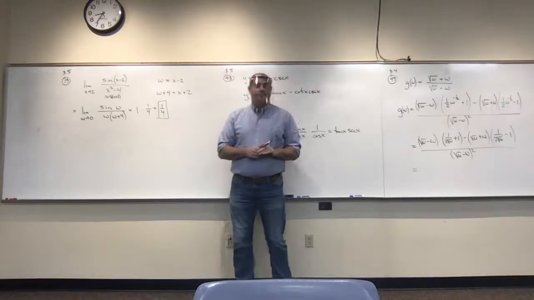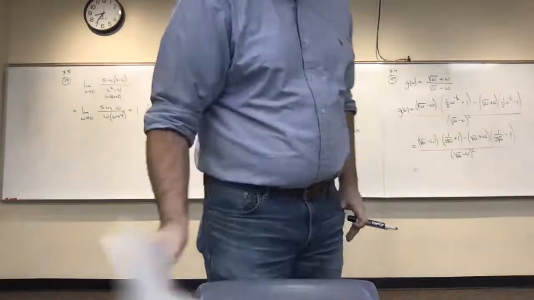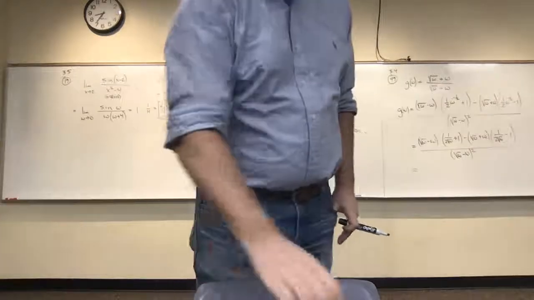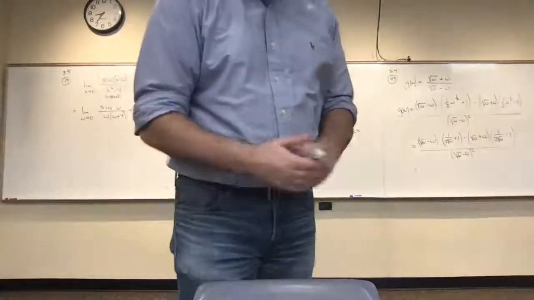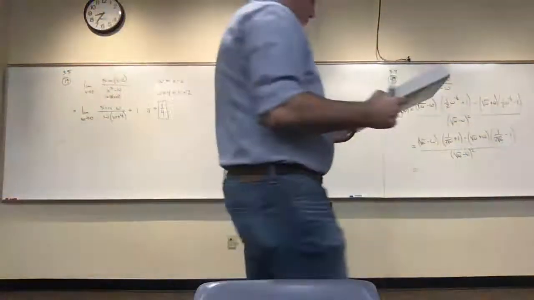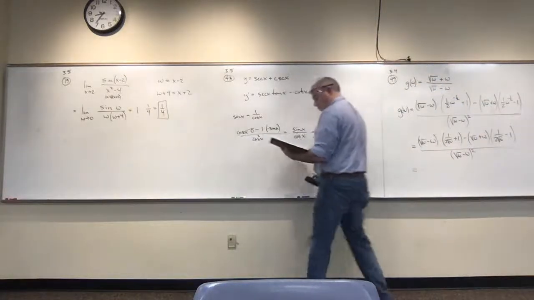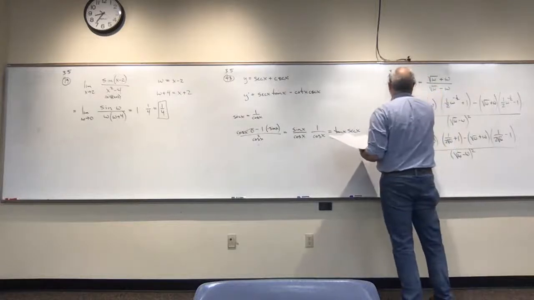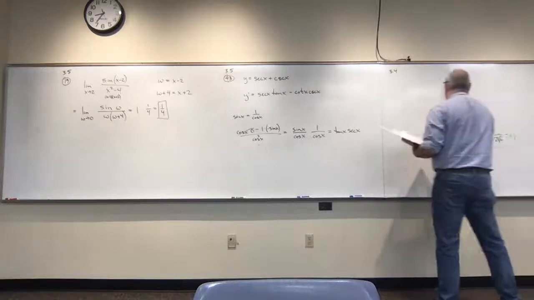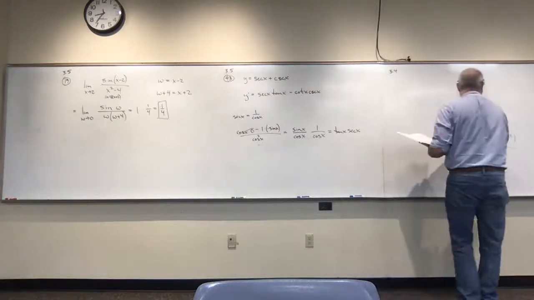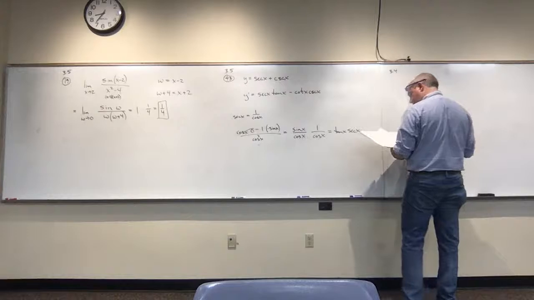Yes, can you do 59 from 3.4? 3.4, 59. Yeah. Okay. 3.4, 3.5. 3.4. Is the square root one? So 3.4, number 59.